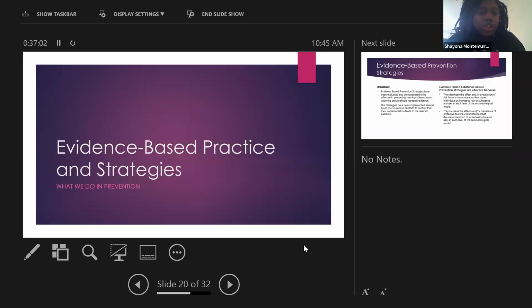Evidence-based practice and strategies. So this is what we do in prevention after we understand everything before. This is what we build on in trying to figure out what our evidence-based strategy will be when we move into having a plan. Do I have any questions before we move forward? Nope. Okay. Awesome. Thanks, Jen.